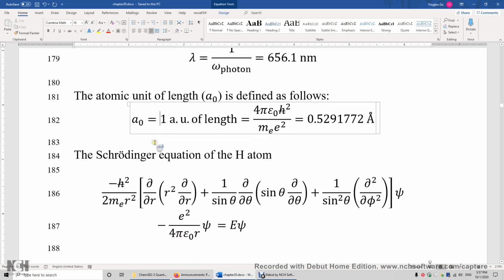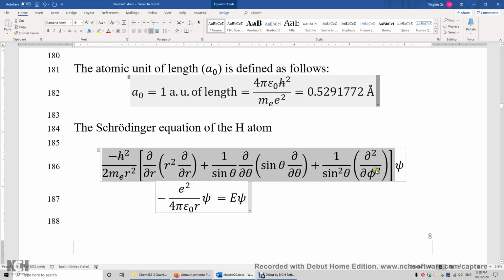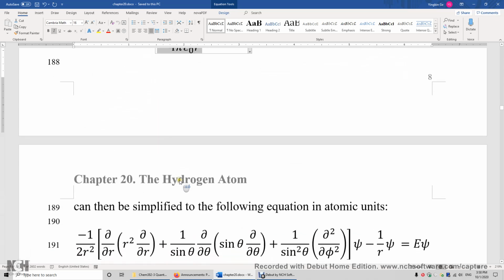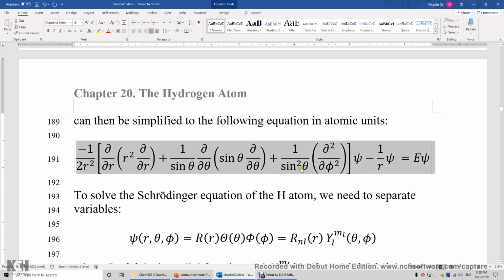All right, now let's look at the Schrodinger equation for the hydrogen atom in the SI units. Over here, you are looking at the kinetic energy operator. Looks very complicated. And this is the potential energy operator. This is the attraction between the electron and the nucleus. Now we can simplify this Schrodinger equation. Again, the mass of the electron is 1, the charge is 1, h bar is 1, 4 pi epsilon is 1. So now we have a simplified equation in the atomic units.